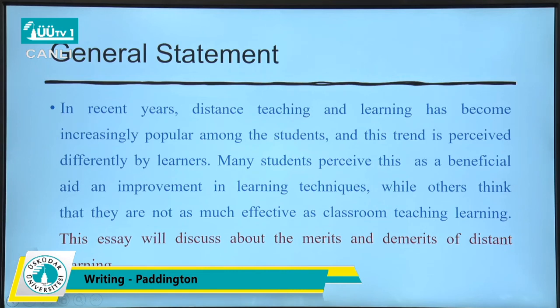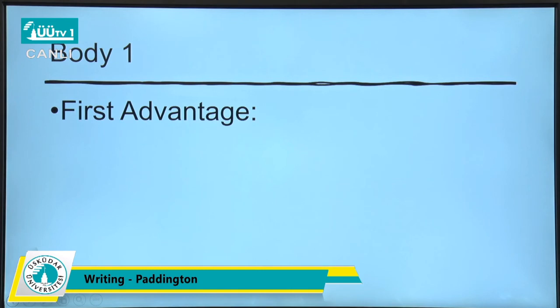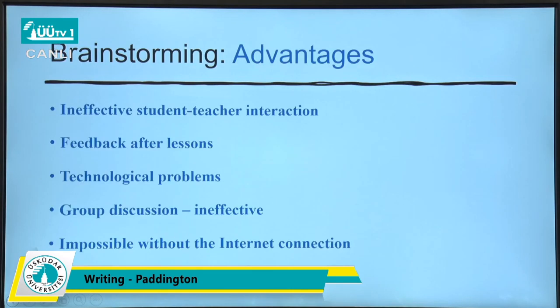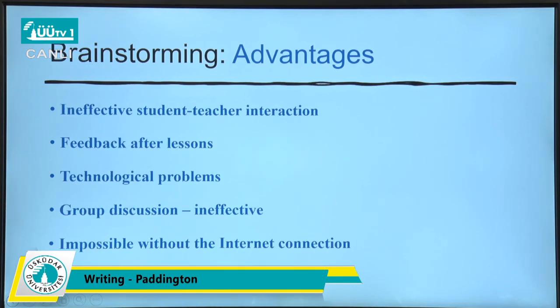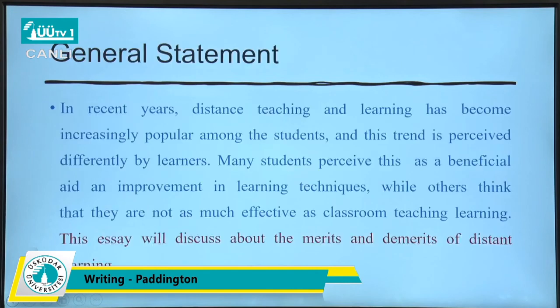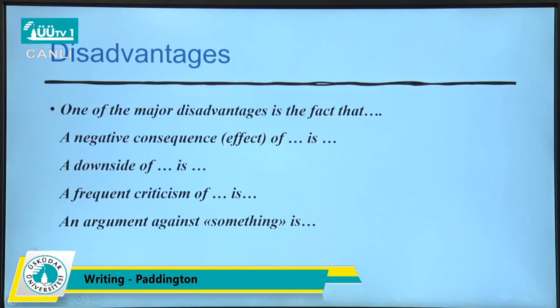So the blue part, as everybody knows, is a general statement, and the red part is the thesis statement. Which means this essay will guide you to talk about the advantages, merits, and the demerits of distance learning. So let's go ahead to body paragraph 1, the first advantage. You can screenshot while you're watching advantages and disadvantages. You can put this one here, and you can use these beautiful sentences I give you here.